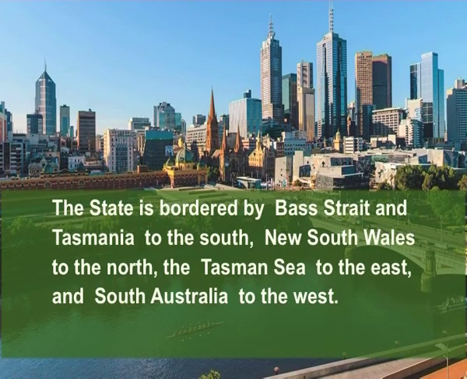The state is bordered by Bass Strait and Tasmania to the south, New South Wales to the north, the Tasman Sea to the east and South Australia to the west. Geographically, the state is small, but it has some world-famous and unique tourist attractions. Some of the destinations that can be covered in a visit to Victoria are as follows.